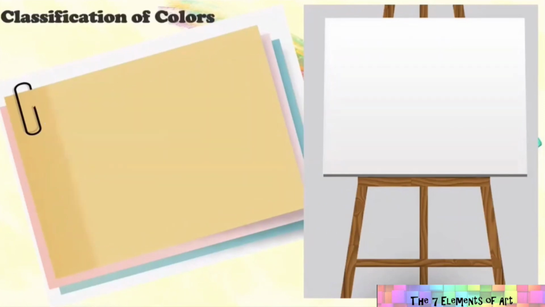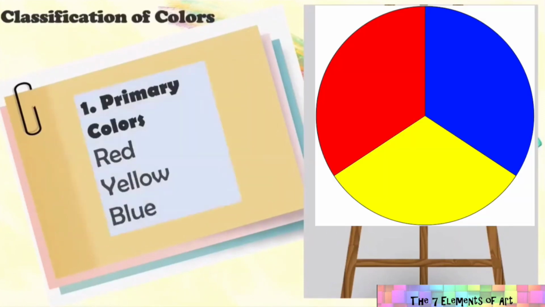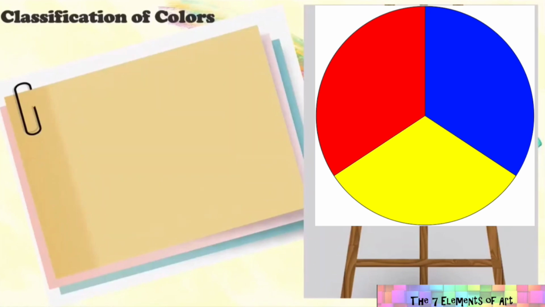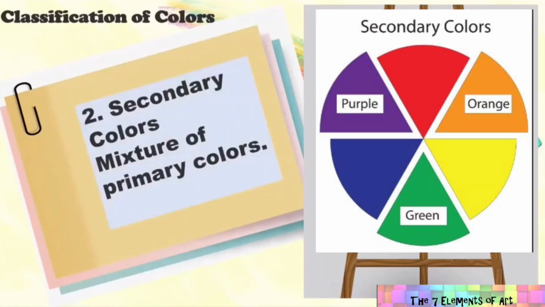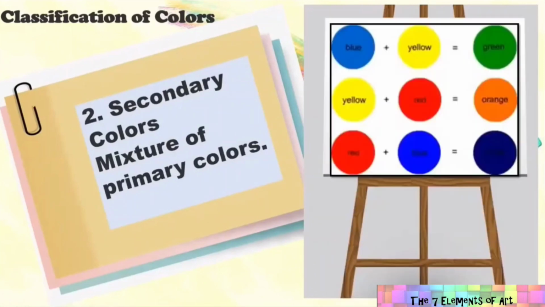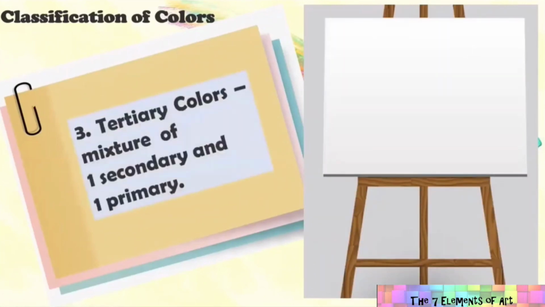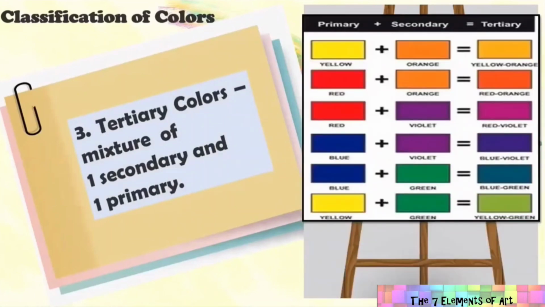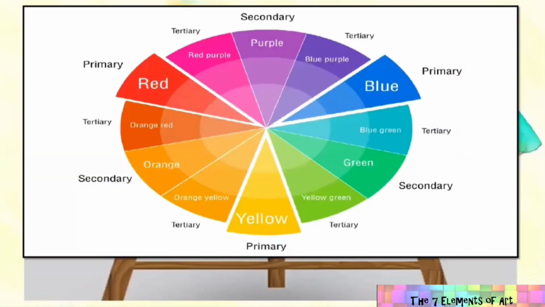Then we have classification of colors. Number 1, primary colors: red, yellow, and blue. Next, we have secondary colors, a mixture of primary colors. Blue plus yellow is equal to green. Next, tertiary colors, a mixture of one secondary and one primary color. Color wheel.